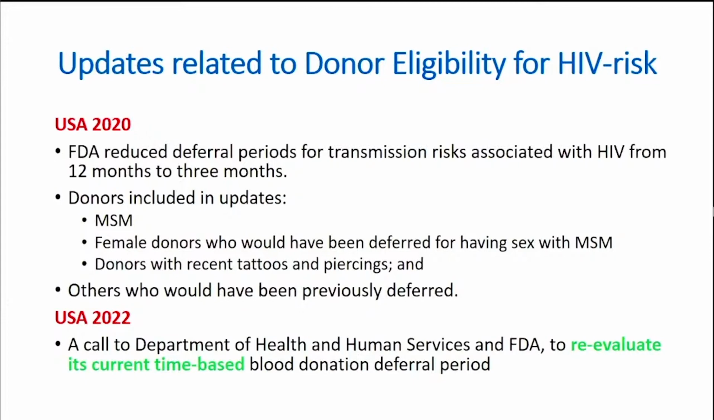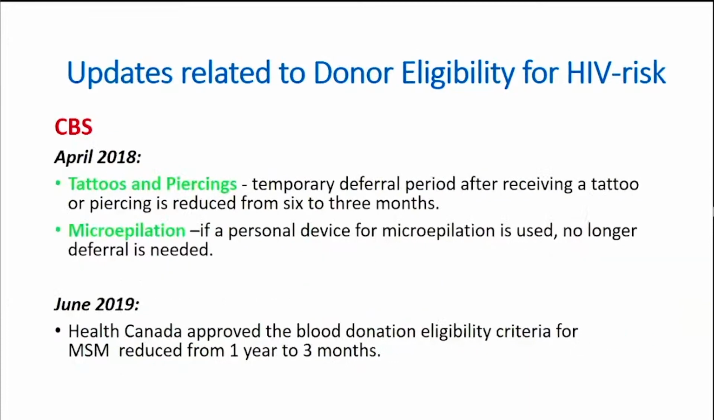And in 2022, they are calling to re-evaluate the time-lapsed blood donation deferral period. In Canadian Blood Services, the risk period for tattoo and piercing has been dropped from 6 months to 3 months, and in 2019 the MSM deferral period was reduced from 1 year to 3 months. The 3-month period has been put in place to guard against the window period, which was 90 days in some of the serological testing.